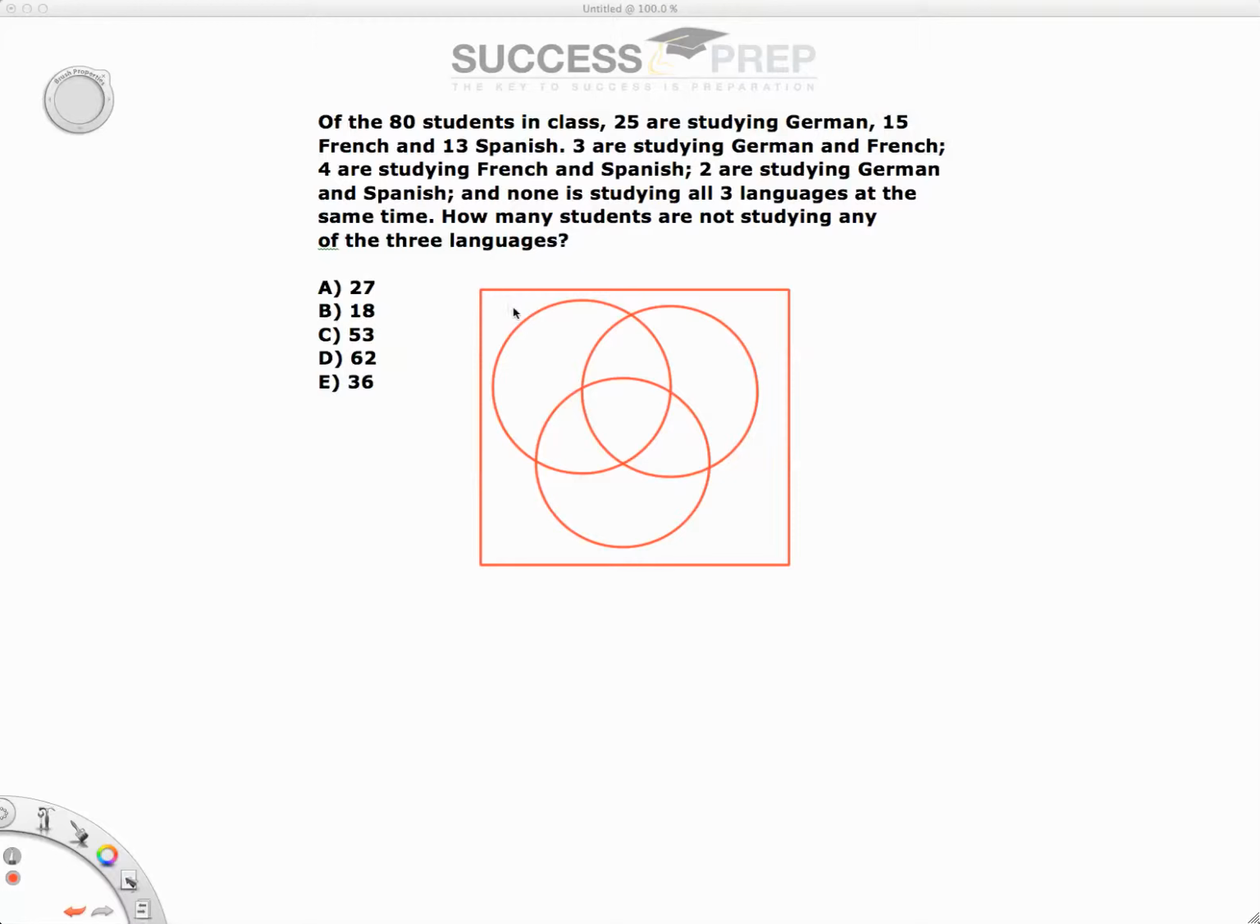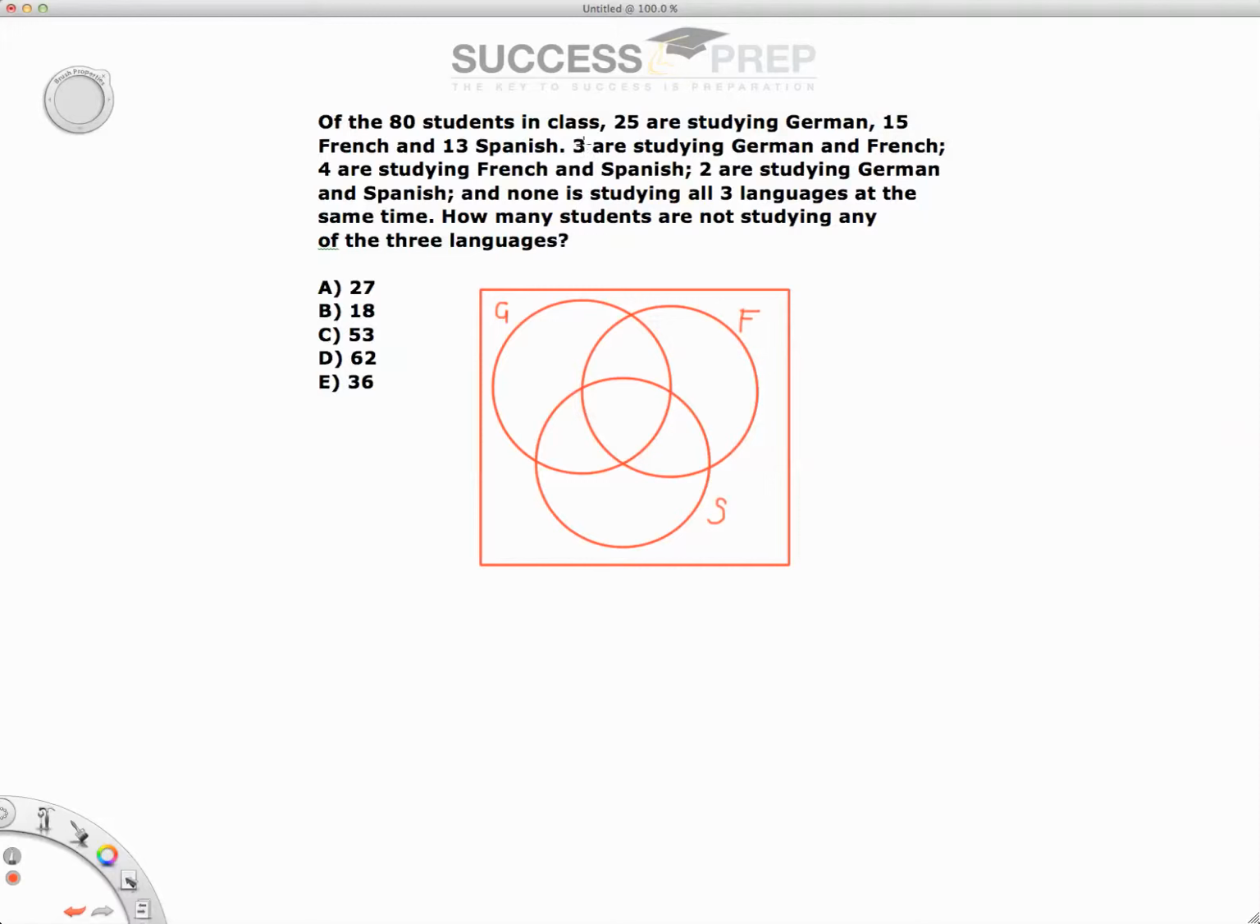So I'm going to go ahead and label those. So here's my German, here's my French, and my third circle, Spanish. Okay? It says 25 is studying German, 15 French, and 13 Spanish. I'm going to hold on to that number for now, but what I'm going to do is plug in some other numbers.